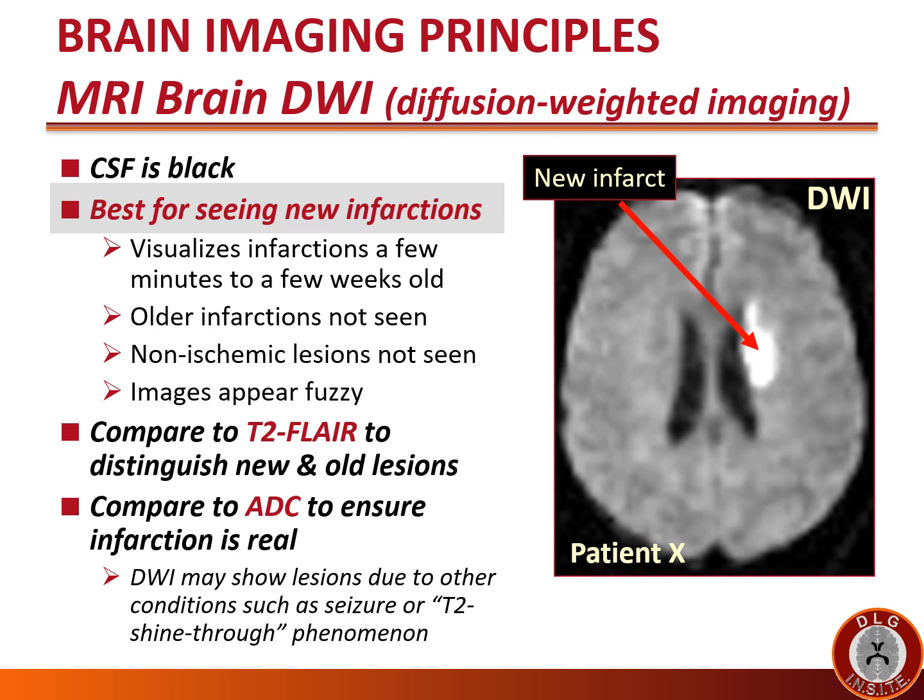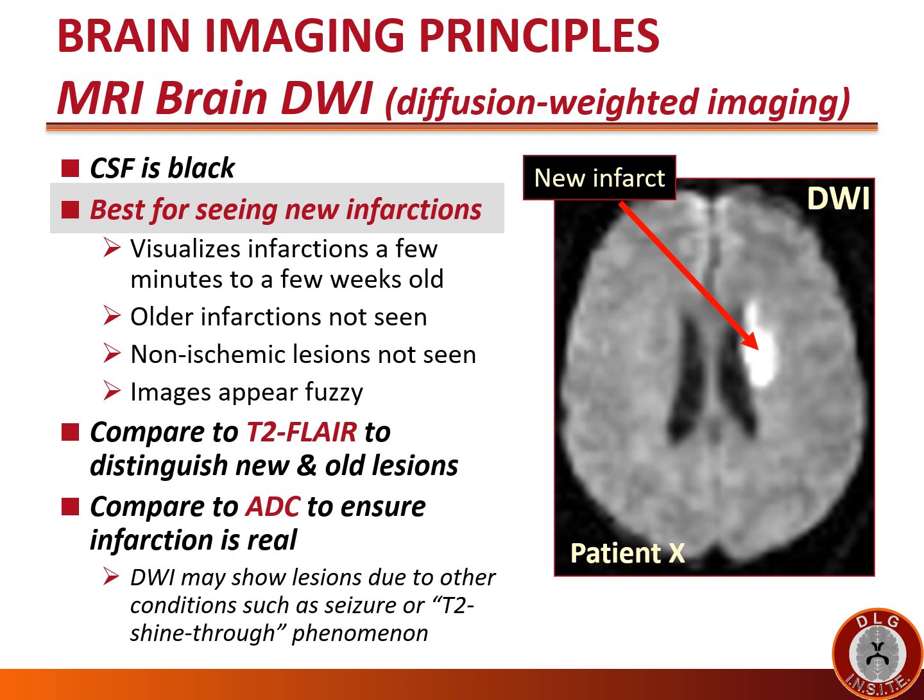Now, the images may appear fuzzy, but still, the DWI is exceedingly useful in figuring out if a patient has a new infarction. Now, to make sure, compare DWI to T2 FLAIR to distinguish what's new and what's old, and compare DWI to ADC, apparent diffusion coefficient, to ensure the infarction is real. Since DWI may have false positives, it can show lesions due to other conditions, such as a seizure or a T2 shine-through phenomenon.